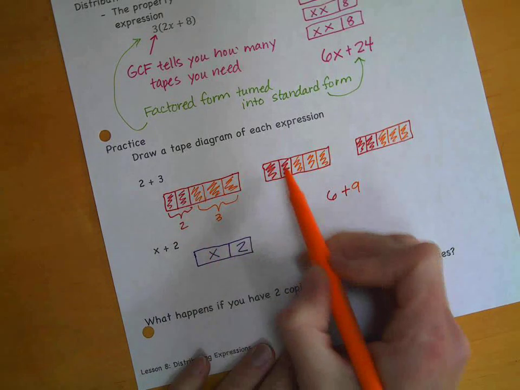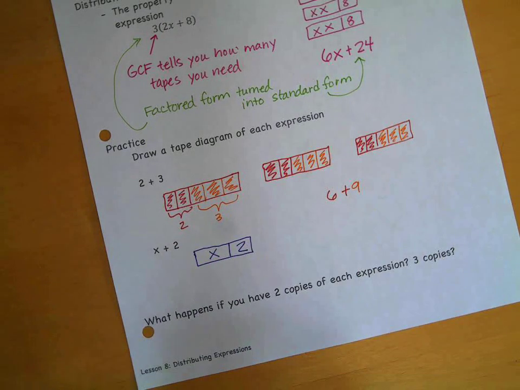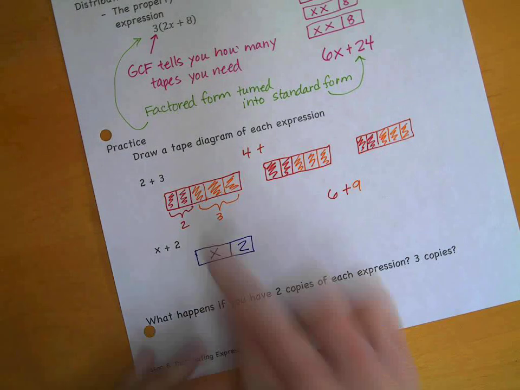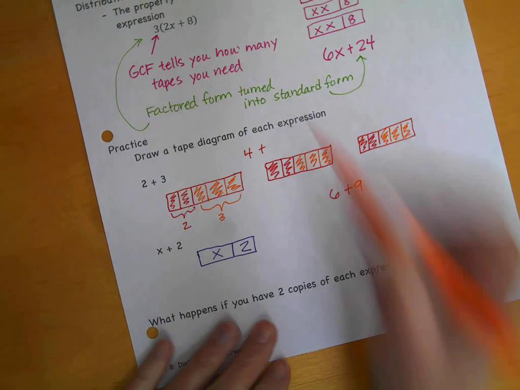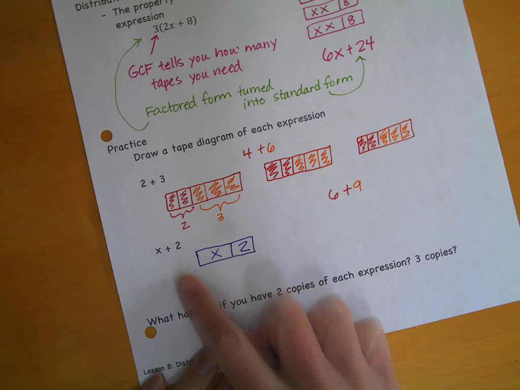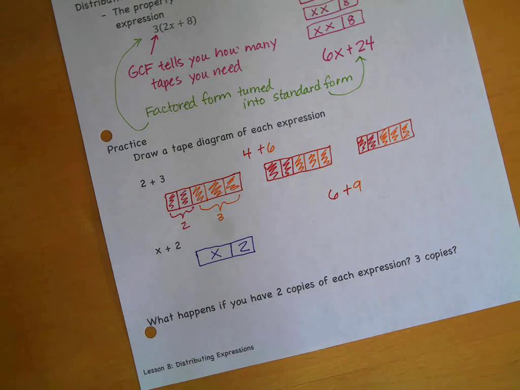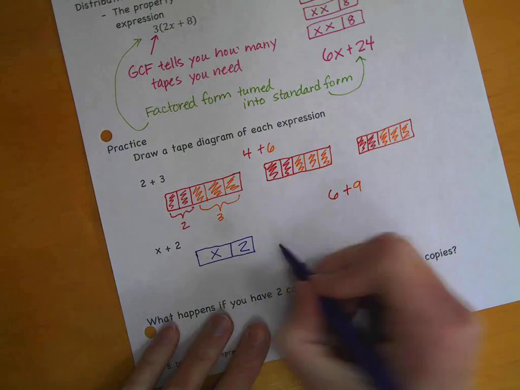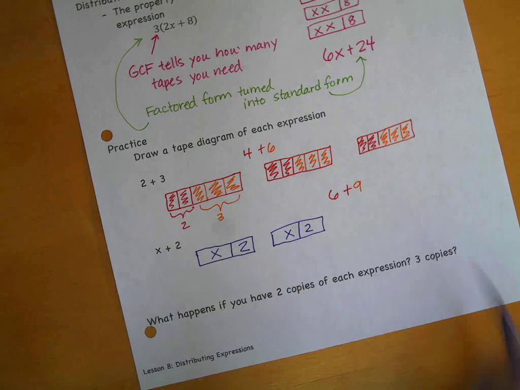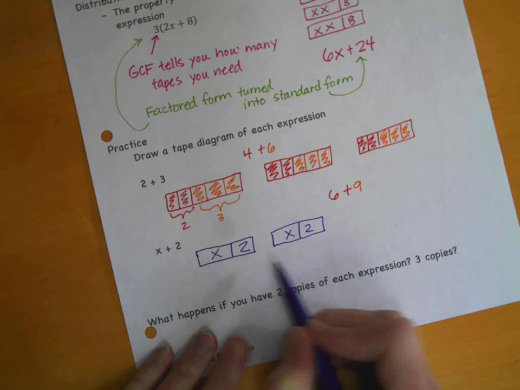If I only had 2 copies, it would be 1, 2, 3, 4, so it would be 4, right? Plus 1, 2, 3, 4, 5, 6. So that would be what that one looks like. Okay, so that's not so horrible, right? Well, now it says, what if I had the same thing of that? So I am going to draw 2 copies of this. Here we have another one, and this would be x and 2.